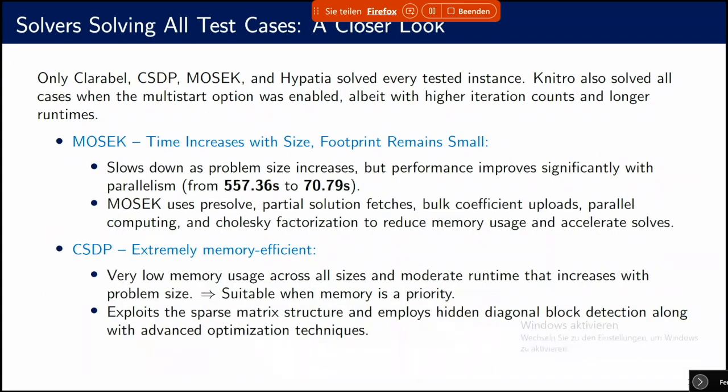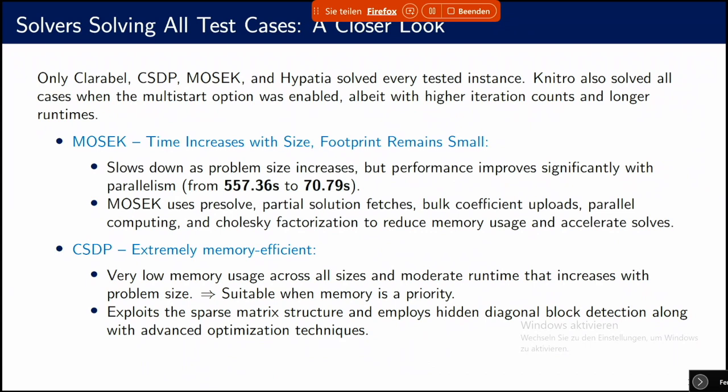So let's take a look at the different characteristics and results of the different solvers. For Mosek, it slows down as the problem size increases, but the performance improves when enabling parallelism. And Mosek uses presolve, some parallel computing, and Cholesky factorization techniques to reduce the memory usage and accelerate the solve.